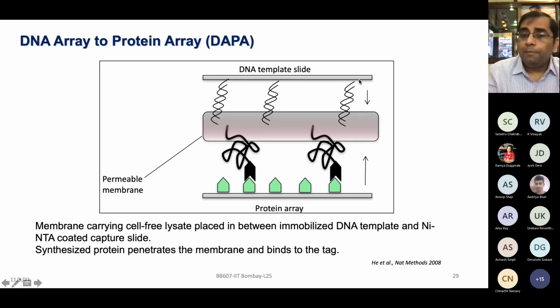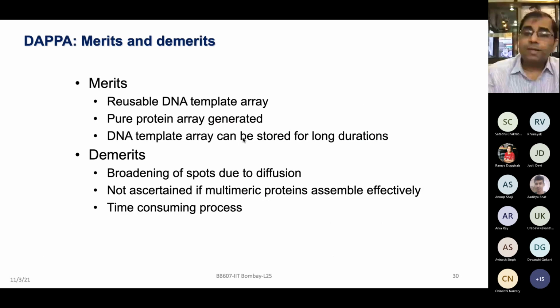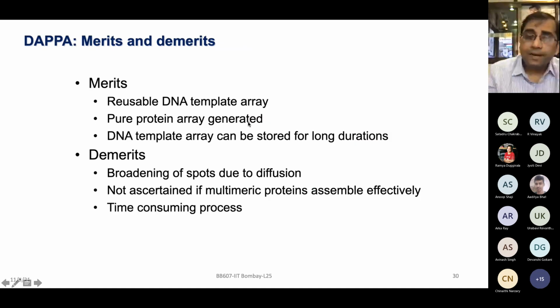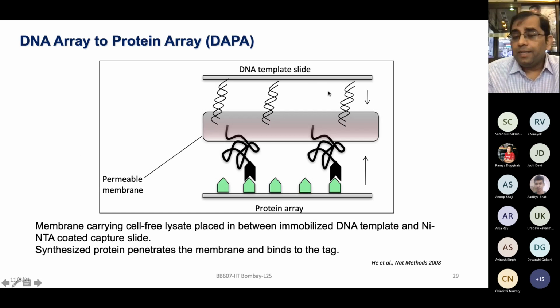In this case, the same DNA template slide could be utilized to print multiple slides, 3-4 slides easily. One expression is sufficient to print multiple chips for the proteins. So that's where it has some of the novelty, that one could reuse this DNA template array to make multiple slides. At the end, as you have seen, only purified proteins are coming out. So pure proteins are being generated. And the DNA template array could be stored for a long duration. The DNA which you printed on the base slide, the first slide, could be stored, and only when you want to utilize it for the protein arrays do you have to do the second type of printing.